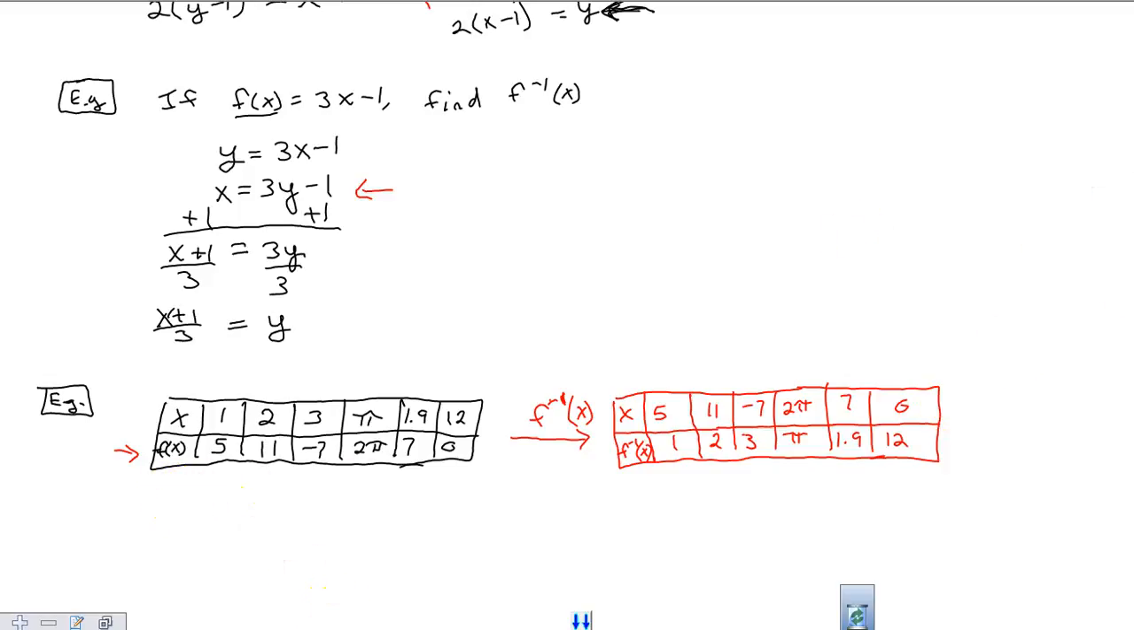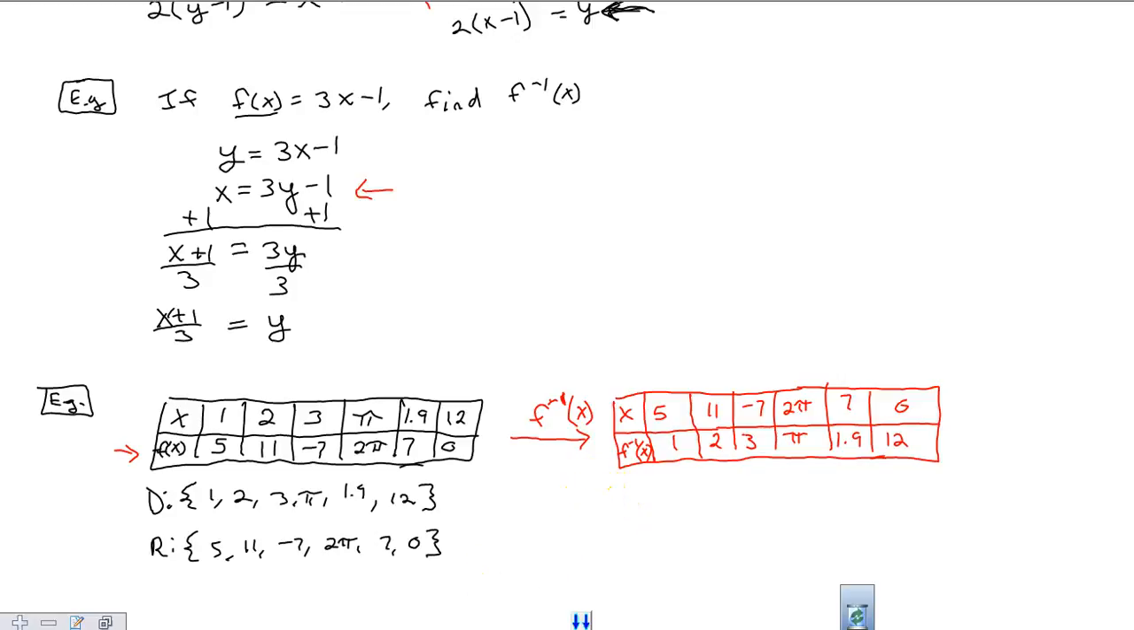So here real quick, the domain, so we'll just say D for domain, of f would just be 1, 2, 3, pi, all the x values, right? The domain is all the x values. So kind of sloppy, but there we go. And then the range would just be the list of the y values. Now let's see what happens when we switch over to f inverse here.